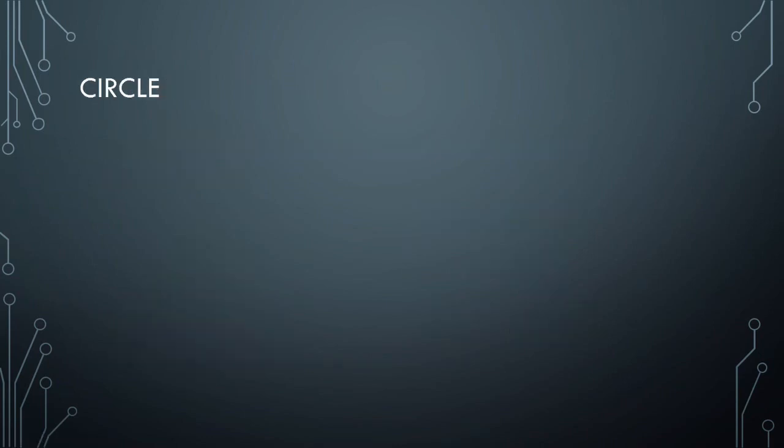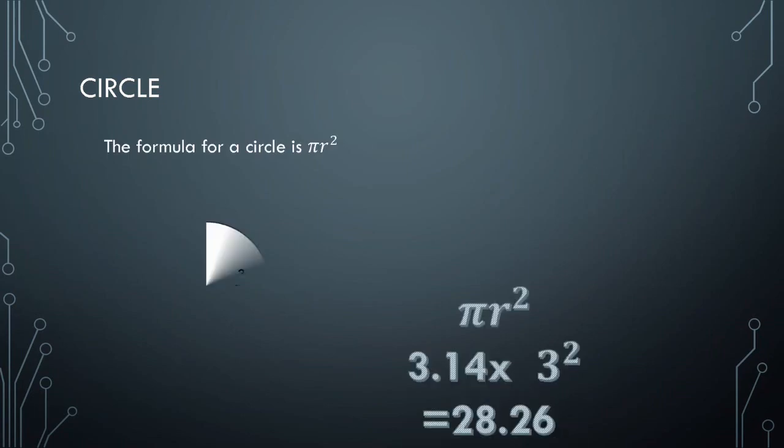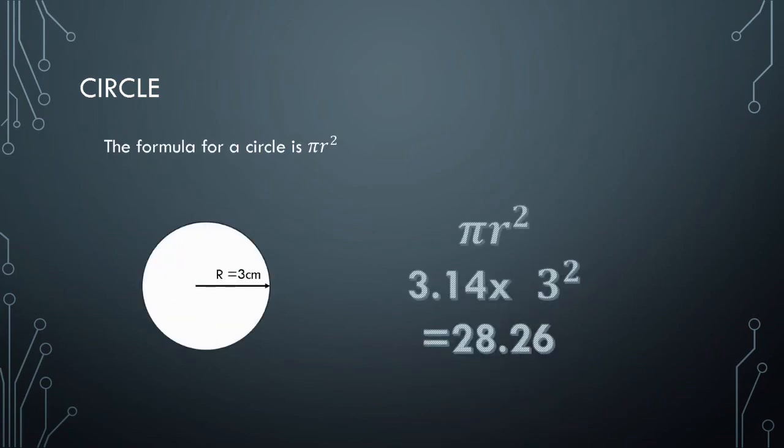And I'm telling you, the circle is the hardest to find the area of also. So the formula is pi r squared. For this circle, the radius is 3 centimeters. So the area is pi r squared, which is 3.14 multiplied by 3 squared, which is 28.26. So the area is 28.26 centimeters squared.